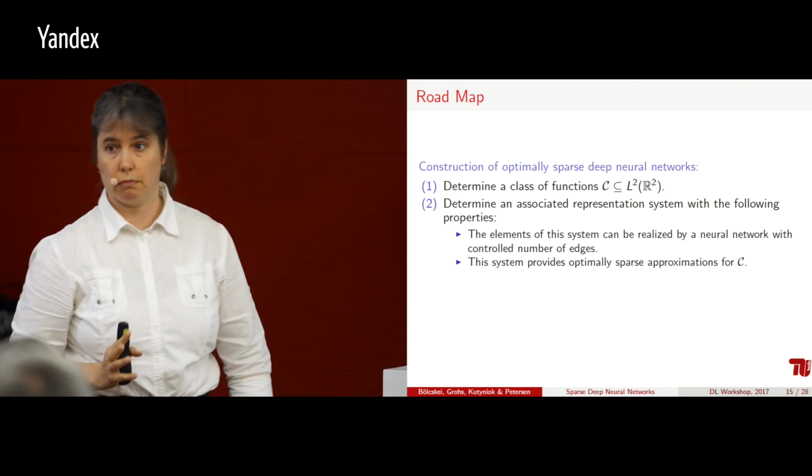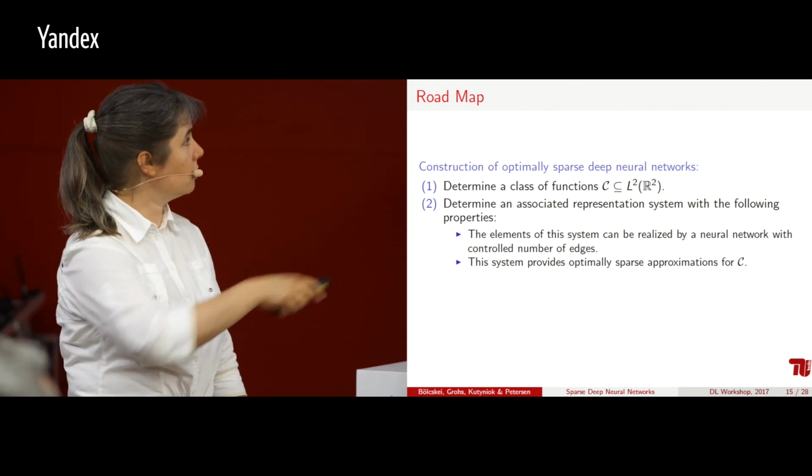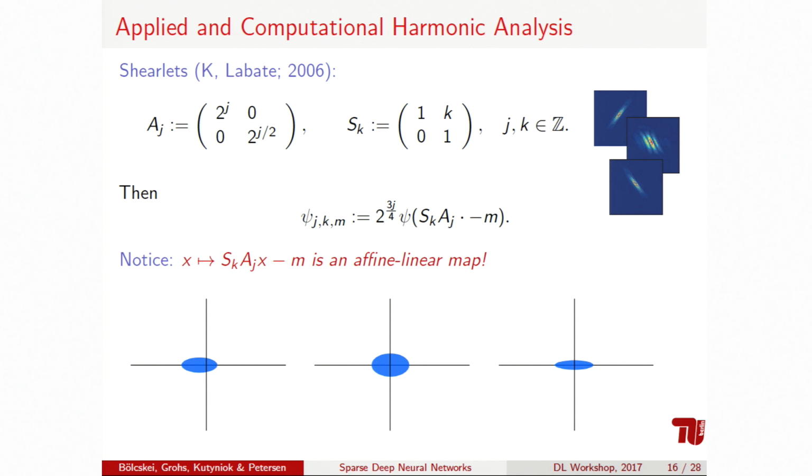There are many examples you can now work through. Let me show you one. Okay, so one example for representation systems are what we call shearlets. These are systems which we use for sparse regularization of inverse problems. You see elements of the system here. Now, how do those work?